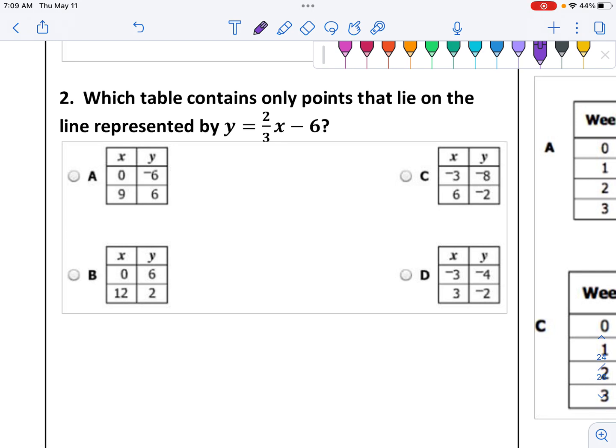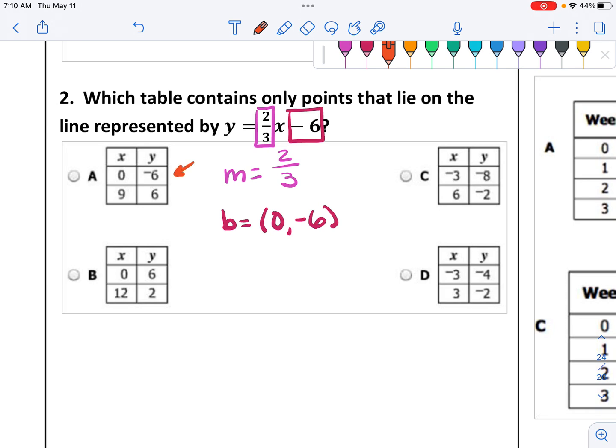Looking at problem number 2, which table contains points that lie on this line? Again, we can look at that slope. Our slope in this case is going to be the fraction 2/3. And our b, our y-intercept, is going to be that minus 6 there at the end. We always write that with a 0 in the beginning, and then that minus 6 at the end. So I'm looking for one of these ordered pairs to be (0, -6). If you notice, I've got that choice in letter choice A. I'm going to go ahead and plug in those points of (9, 6) and see what we get.